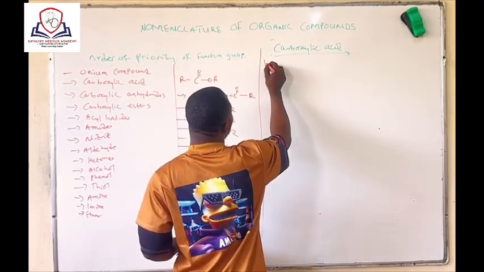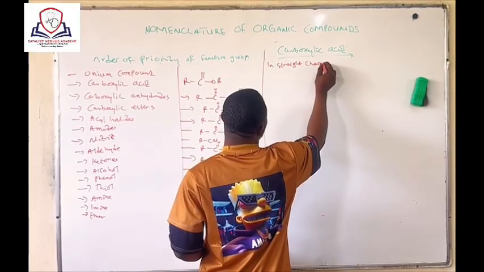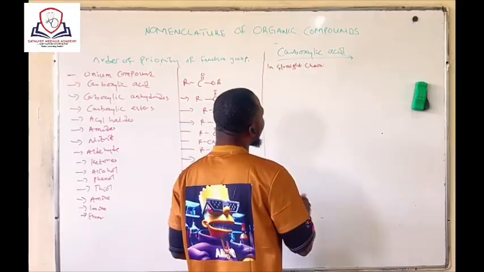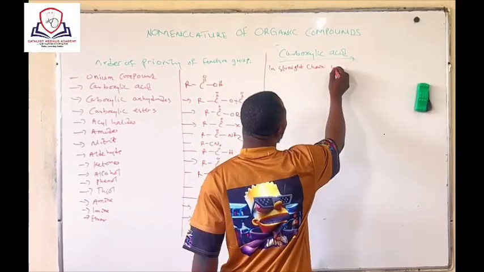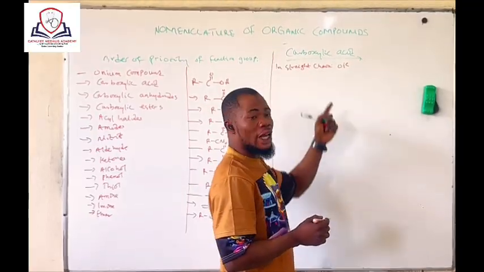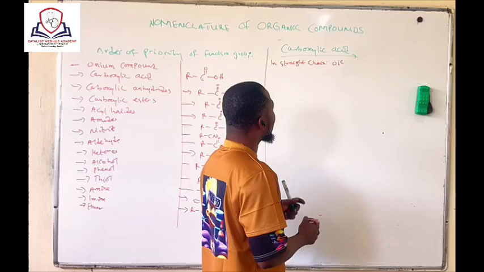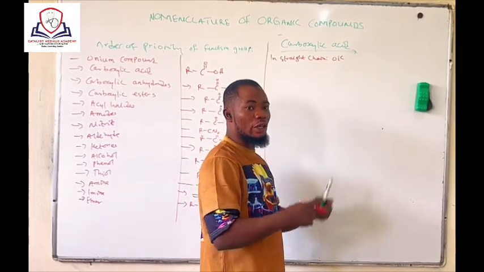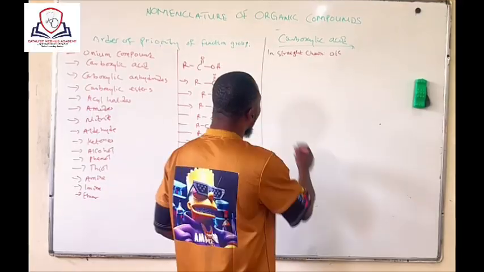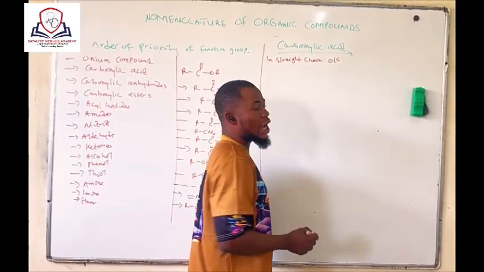Now, in straight chain, carboxylic acids are named by replacing the E of the parent name with OIC. Instead of having methane, you'll have methanoic acid. Instead of butane, you'll have butanoic acid. Instead of propane, you'll have propanoic acid. That is when they are in the straight chain. You have your parent name with OIC acid.